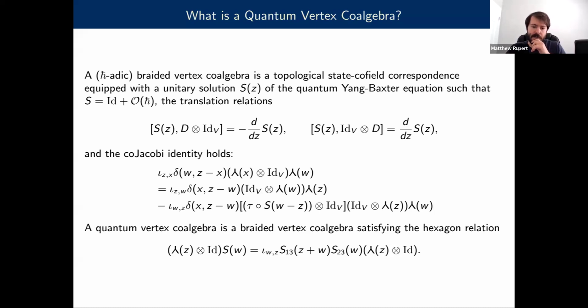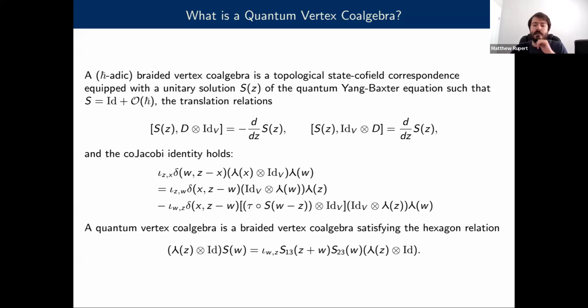If you look at this co-Jacobi identity, you'll see it looks a lot like the Jacobi identity for vertex algebras, except now you're pre-composing with this operator S. For quantum vertex algebras, for example, you pre-compose one of your terms with the operator S. And a quantum vertex coalgebra is a braided vertex coalgebra with this hexagon relation. We impose it for the exact same reason: the nice co-associativity conditions that you want don't hold without it.